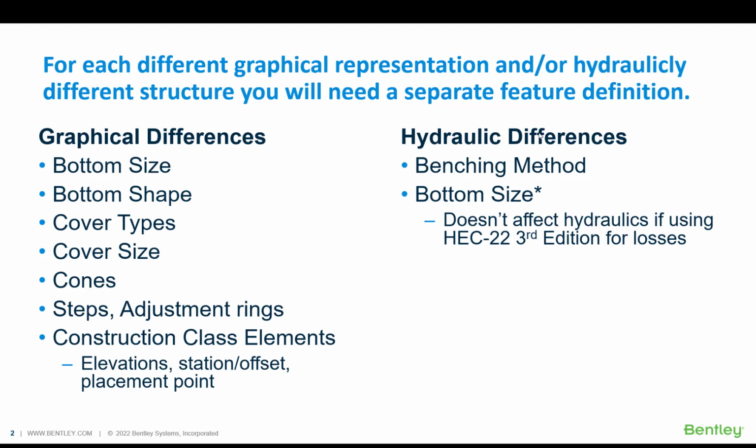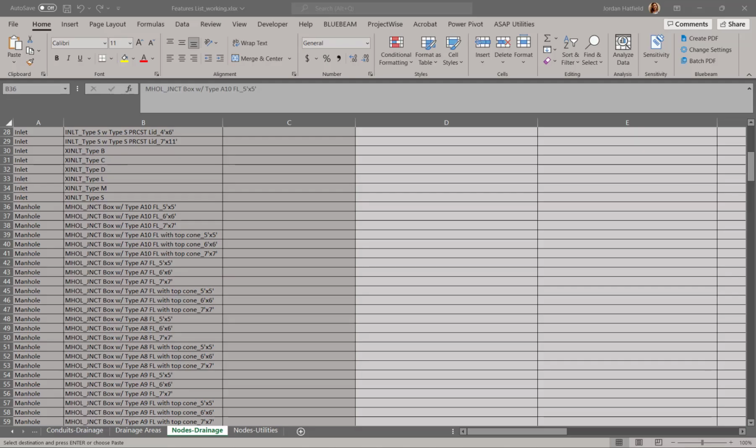Hydraulically, we don't have as many considerations as we had with the inlets, so you're just going to be looking at the benching method. And then, depending on the loss method that you're using, if you're using HEC 22 3rd edition for losses, then the bottom size is not going to affect your hydraulics.